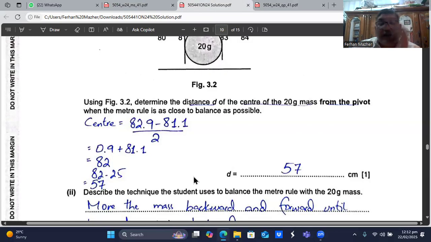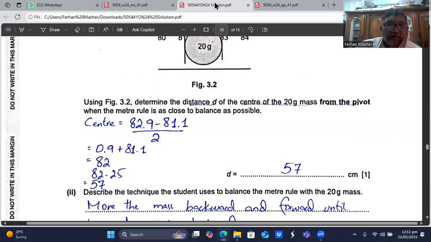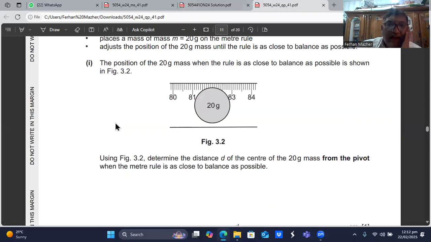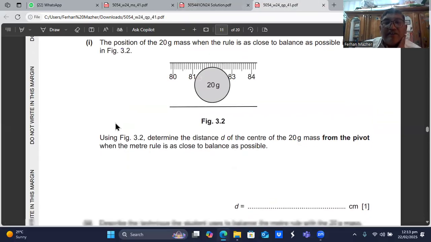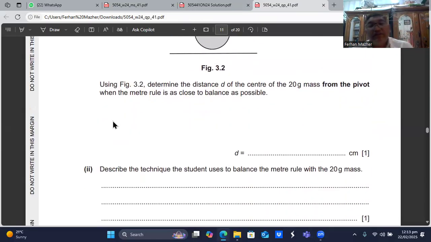They say 57, our answer is also 57. I hope you understand. Okay. Then they say, using the figure, determine the distance d of the center of the 20-gram mass from the pivot. We are done with this.